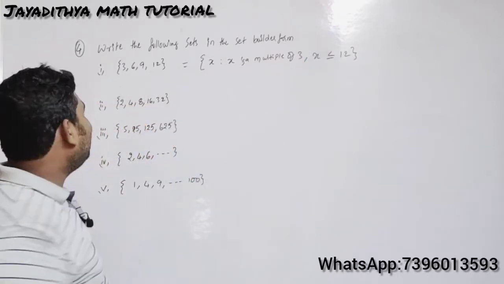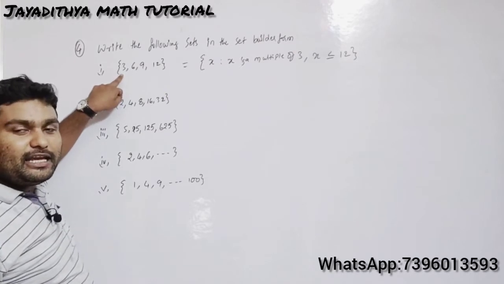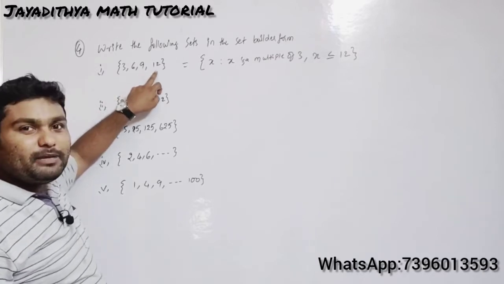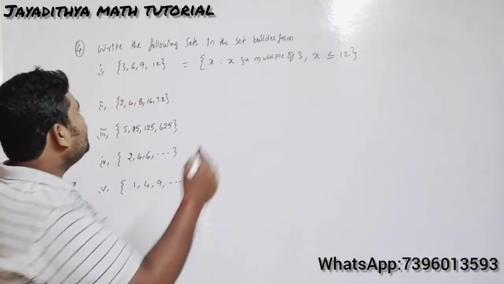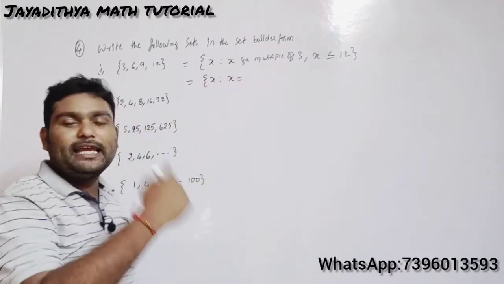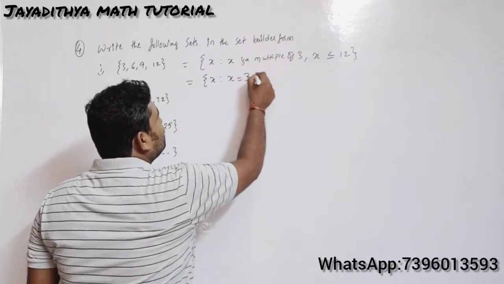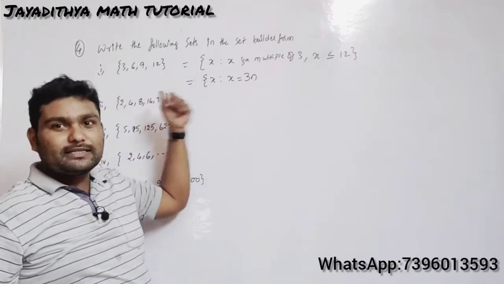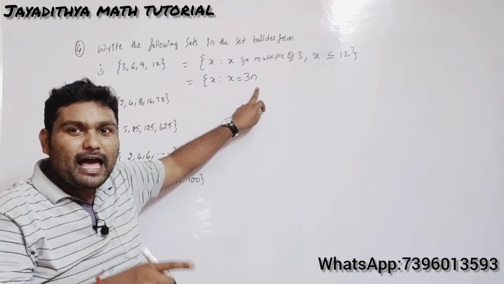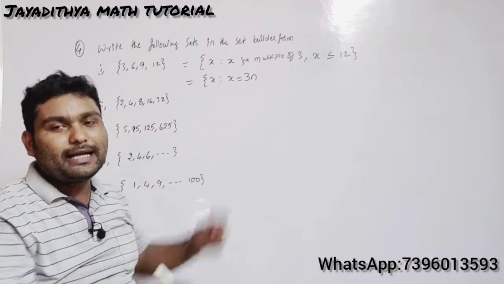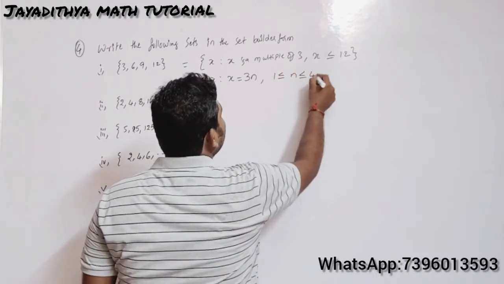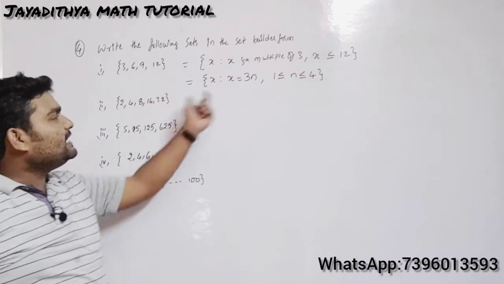You can also mention it in another way. See here, 3 can be written as 3 into 1, 6 as 3 into 2, 9 as 3 into 3, 12 as 3 into 4. So x is equal to 3 into something, in the form of 3n. That means 3 1s are 3, 3 2s are 6, 3 3s are 9, 3 4s are 12. What values is n taking here? It is taking the values from 1 to 4, so you should give the condition: 1 less than or equal to n less than or equal to 4. Clear now? In this way you should write.